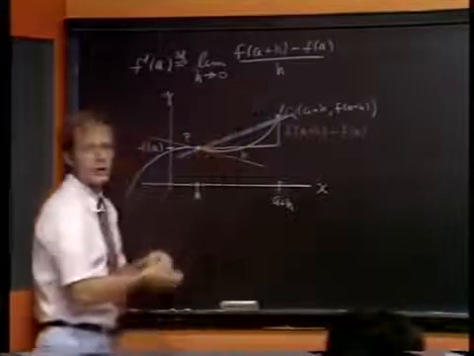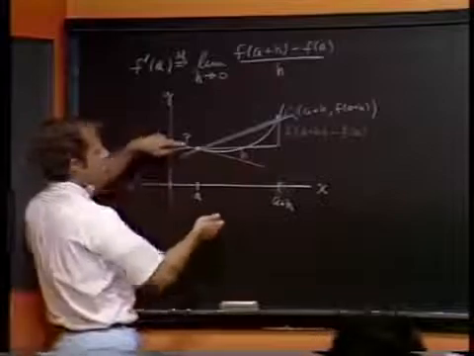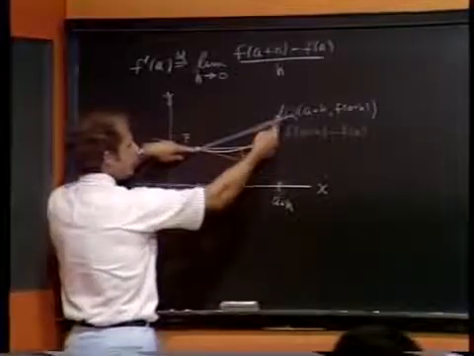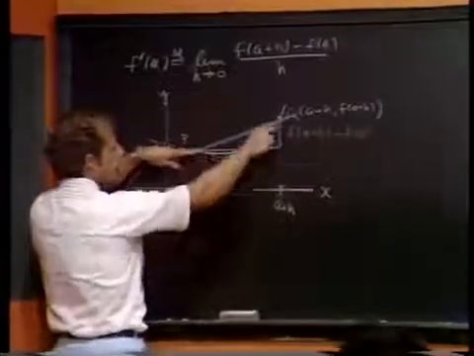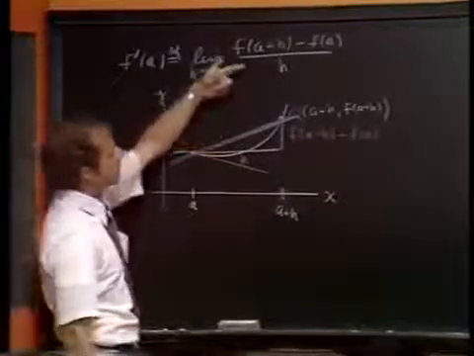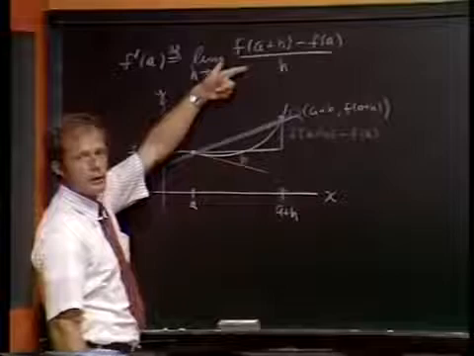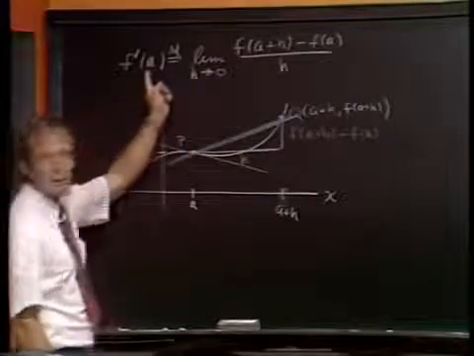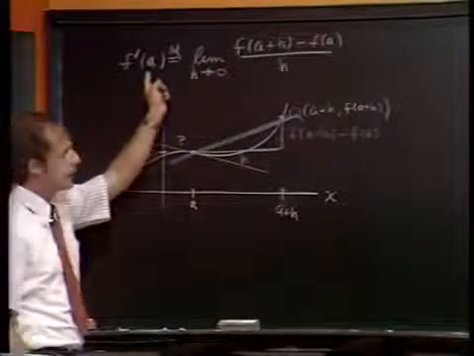And the picture we've seen several times in class, once by computer animation, is that as Q moves into the P position, the blue line moves into the orange line position. The slope of the secant line, which is what we have here, this fraction, becomes in the limit the slope of the tangent line. Okay, you've seen that picture.